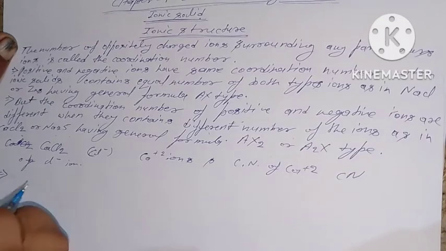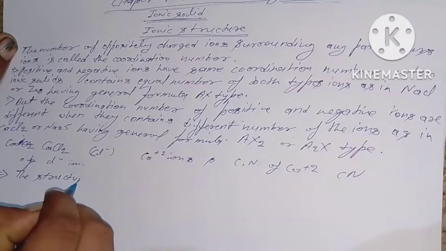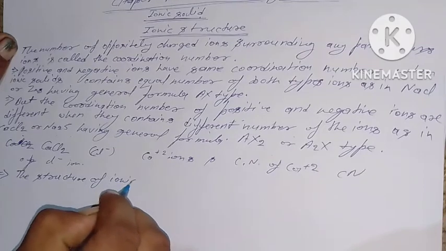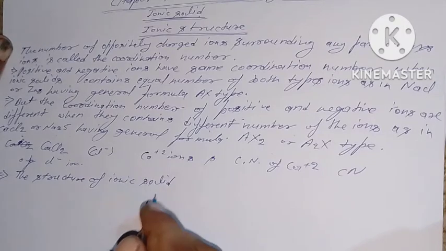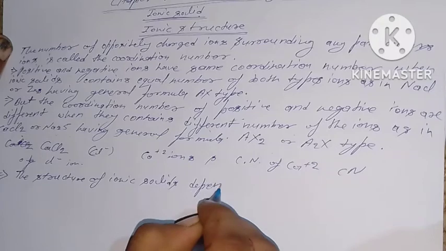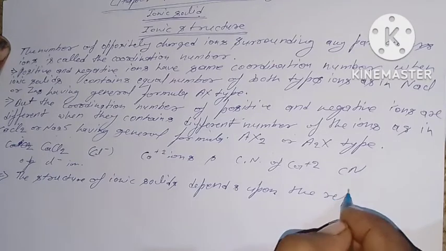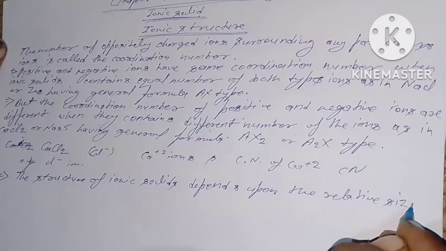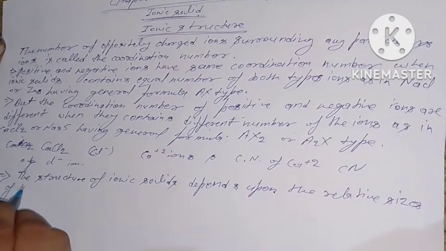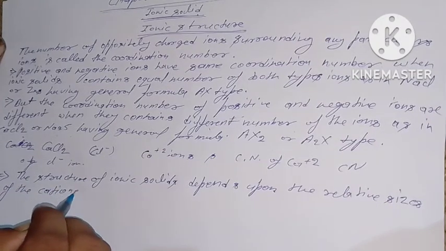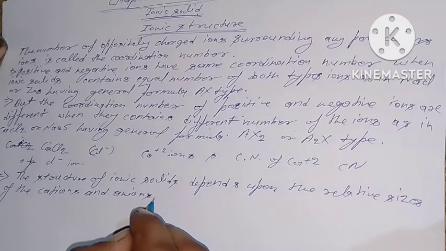Most important point: the structure of ionic solids depends upon the relative size of the cations and anions present in them.